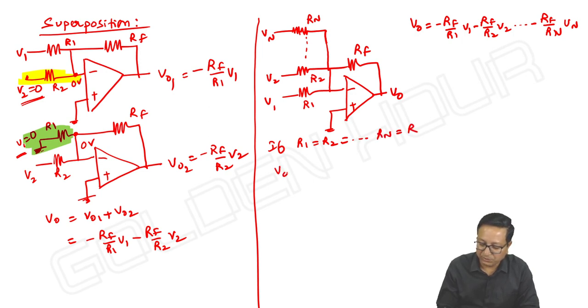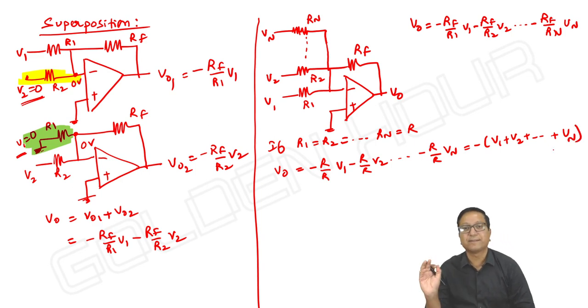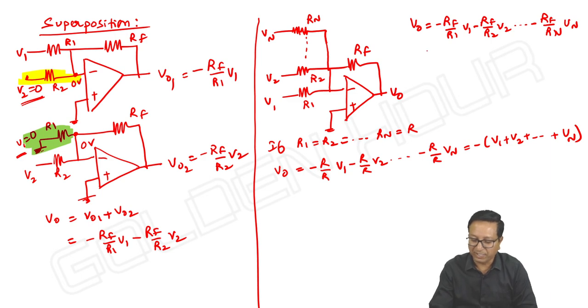Then what is the output? It is equal to minus R by R into V1 minus R by R into V2, and so on, minus R by R into Vn, which is equal to minus of (V1 plus V2 plus so on plus Vn). This is known as a simple adder circuit. Okay, it is a summing amplifier.